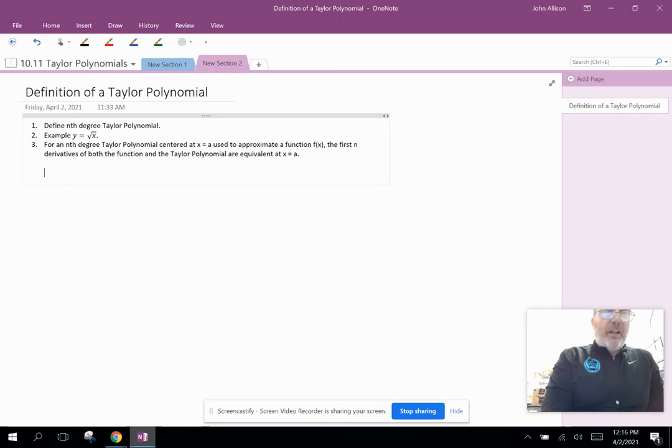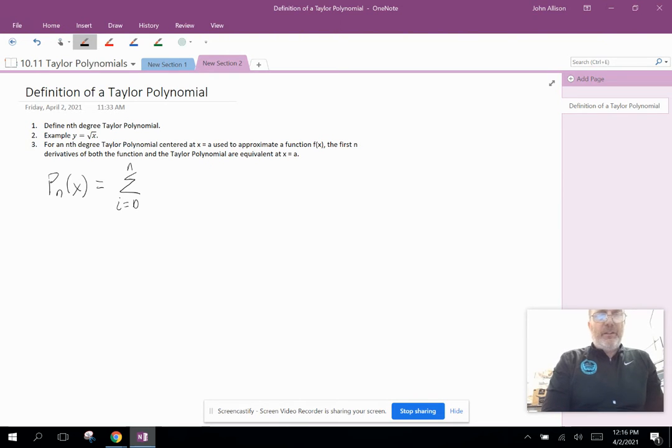And so we're going to define an nth degree Taylor polynomial, we'll call it the function p sub n, as equal to the sum as i equals 0 to n of the ith derivative evaluated at the center, which we're going to call a, times x minus a to the ith power, all over i factorial.